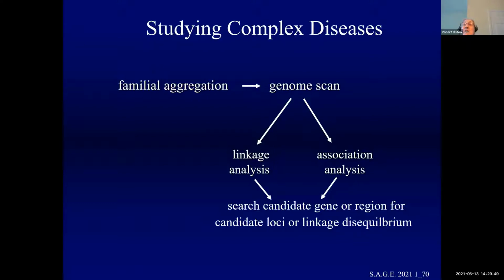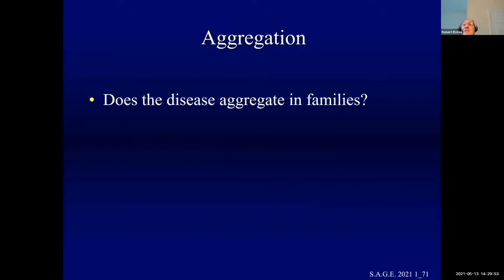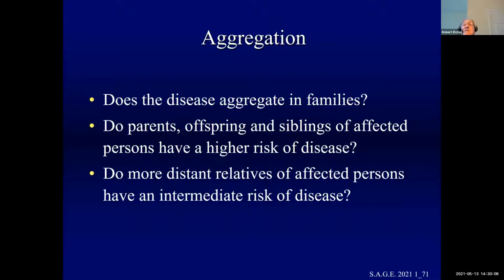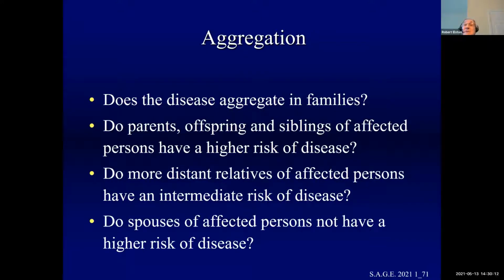Let's consider aggregation. Does the disease aggregate in families? Do parents, offspring, and siblings of affected persons have a higher risk of disease? Do more distant relatives of affected persons have an intermediate risk of disease? Do spouses of affected persons not have a higher risk of disease? These are all questions you want to know.